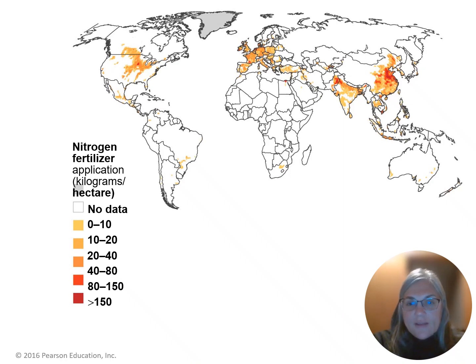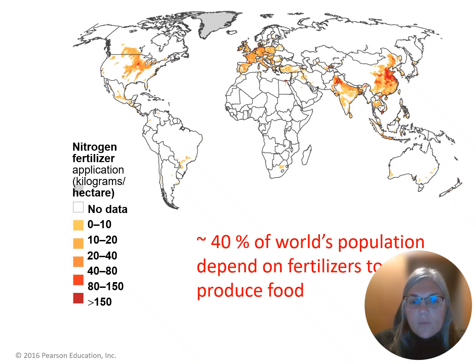So if you notice, a lot of the nitrogen fertilizer is happening in more temperate zones, in areas where we have high agriculture, but also high economic or wealthy countries. Making synthetic nitrogen fertilizer and purchasing it to put on agricultural fields costs money. And so in many regions where money is harder to come by, synthetic nitrogen fertilizer is not added. So about 40% of the world's population depends on fertilizer to produce the food that we eat.